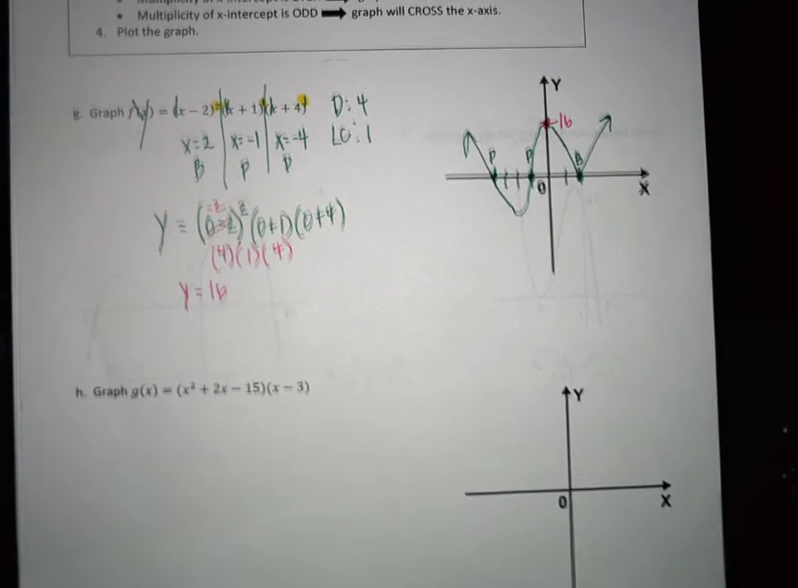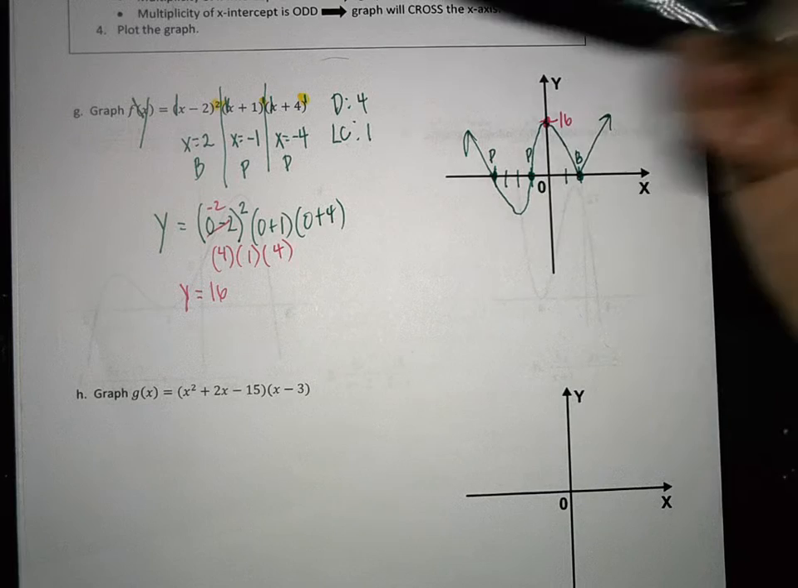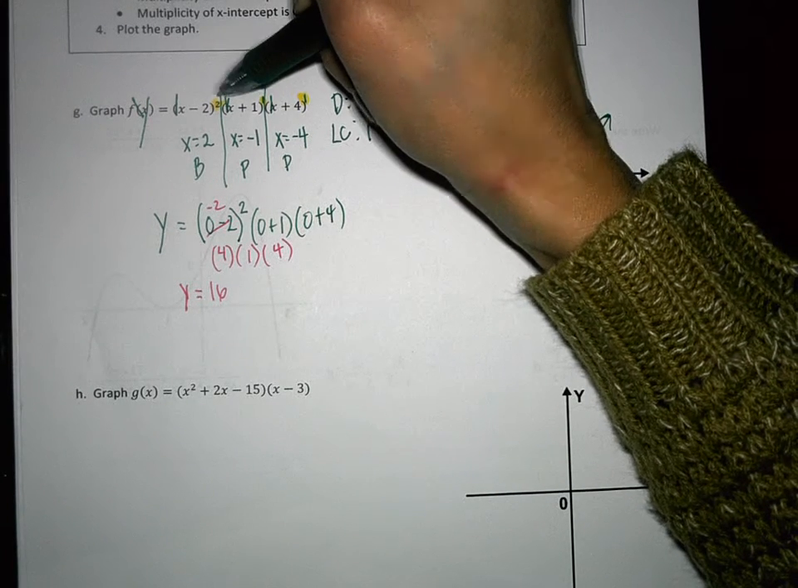Any questions there? All right, we're going to try another one. Yes? So bounce is your exponent if it's an even exponent. Okay? And then pass is odd.